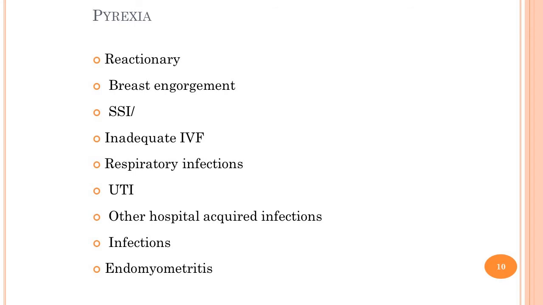On the third or fourth day, the fever may be due to surgical site infections. The other reasons for fever in the post-operative period are urinary tract infection or respiratory tract infections. Or rarely it may be due to endometrial causes, that is infection of the endometrium, or peritoneal infections. The other reason for fever is hospital-acquired infections.